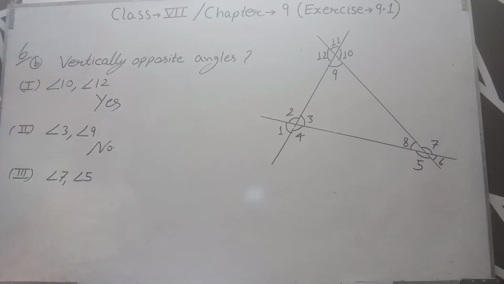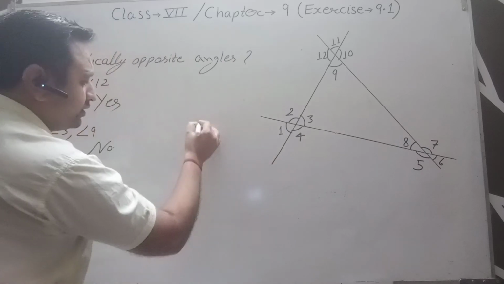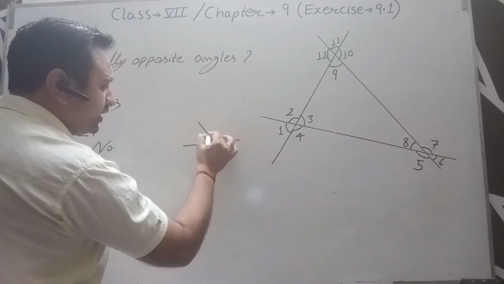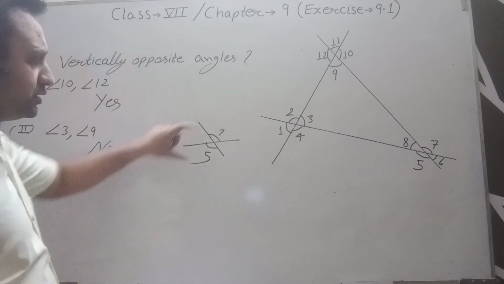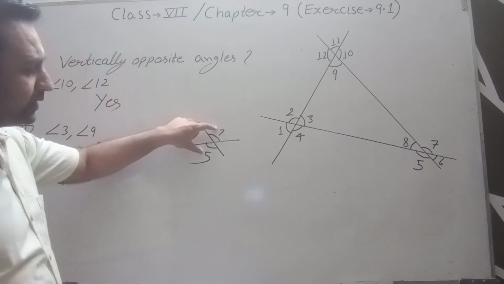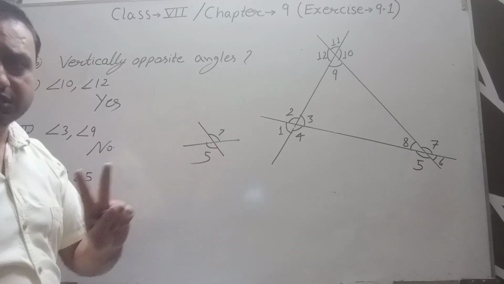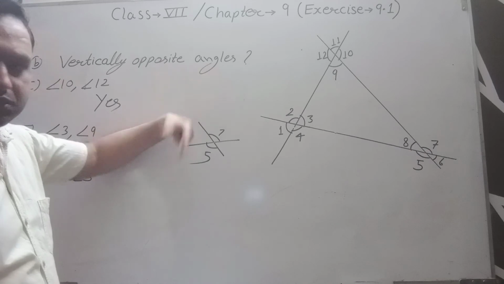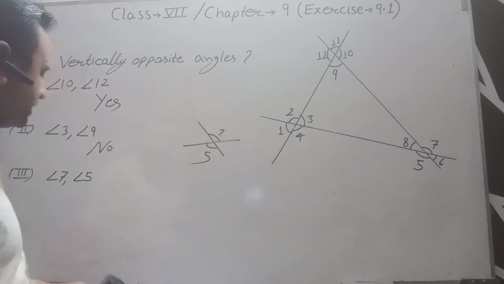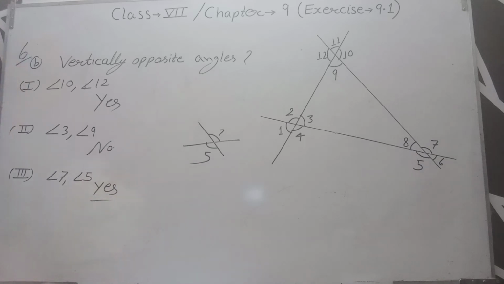Angle 7 comma angle 5. The position of the angles is like this, and we observe that these two angles are created when two lines intersect each other. The first condition is complete and these two angles are exactly opposite to each other, so these angles are vertically opposite angles. I hope the question is clear, just note down.